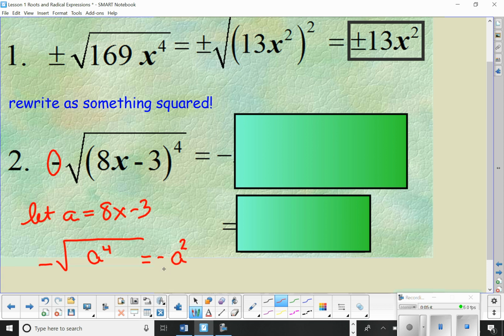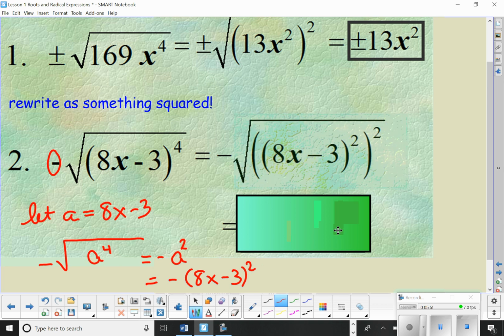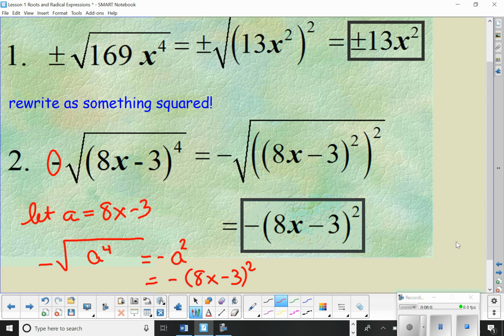This would be negative a squared. Remember, this is understood to be negative 1 times a squared. Now I can say that this is equal to negative 8x minus 3 quantity squared. Do it that way. Please don't multiply the whole thing out. It would be crazy. Okay? You can also rewrite it like this.